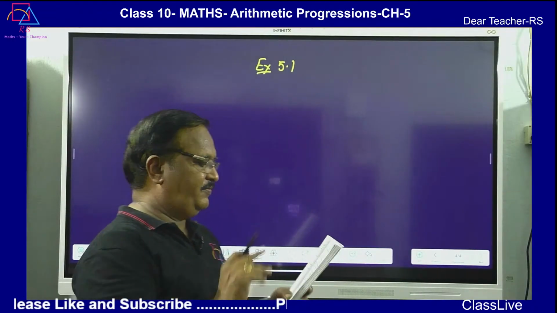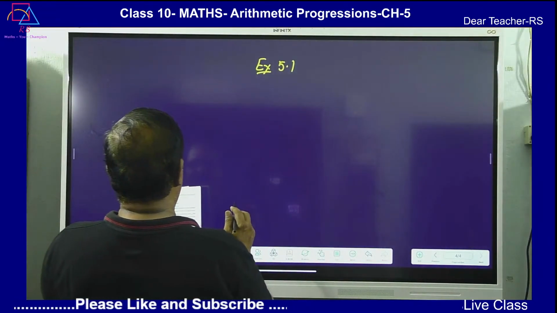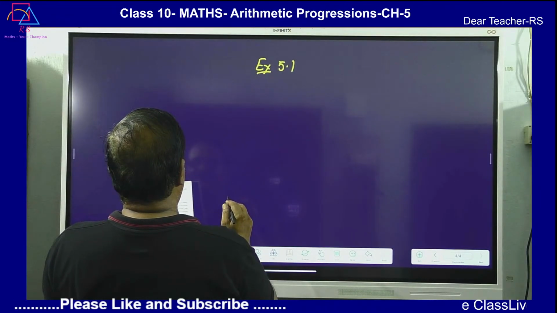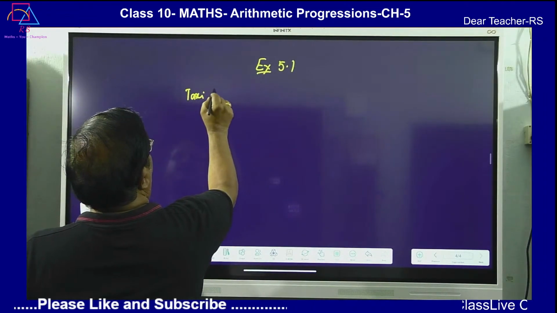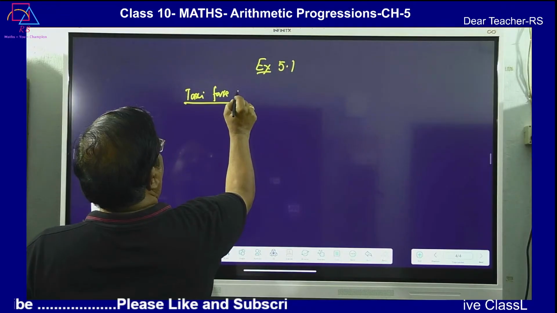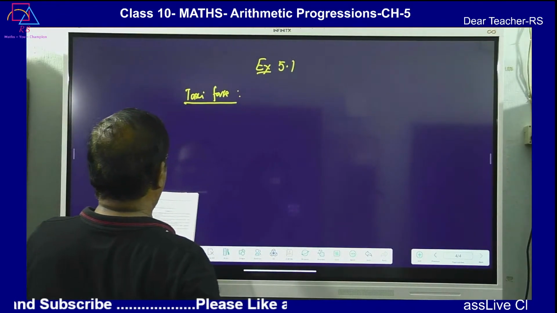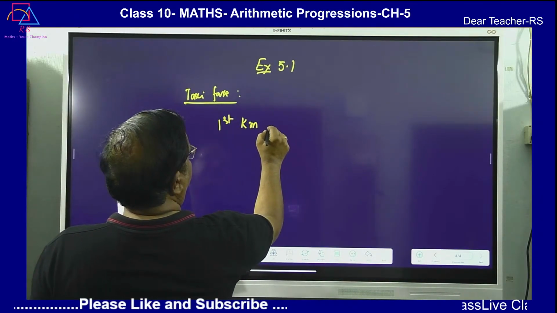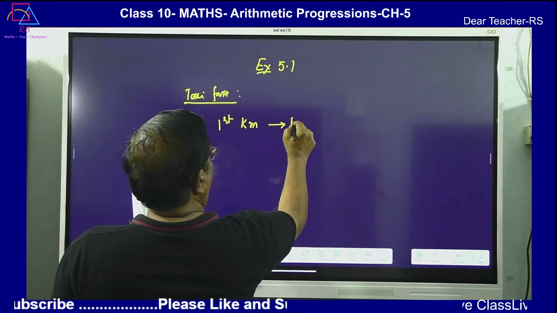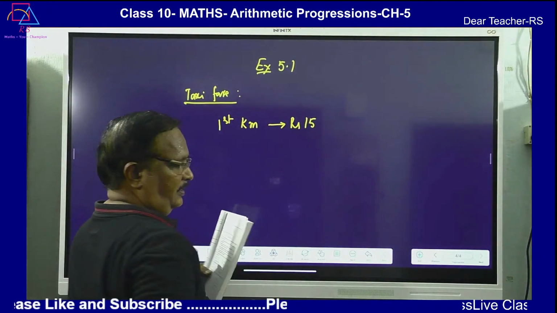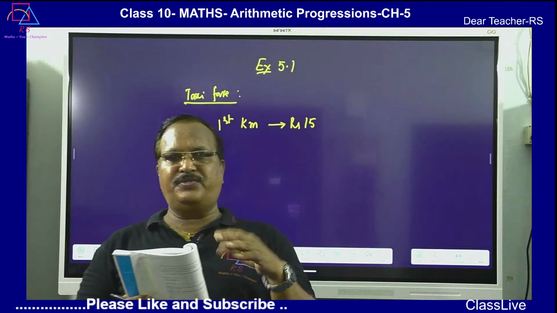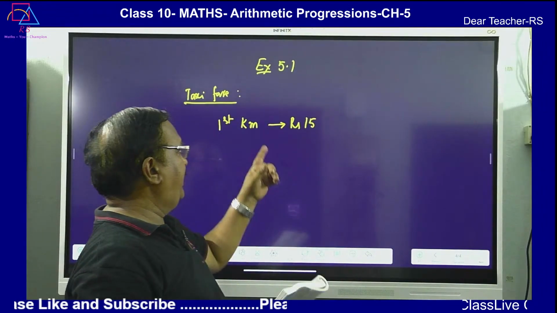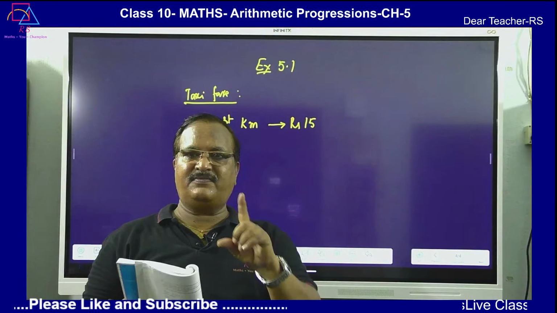First question, a taxi fare. After each kilometer, the fare is 15 for the first kilometer. This is the taxi fare problem, a very, very important problem. So for the first kilometer, the fare is equal to how much? Rupees 15. That means whatever distance you travel, even 100 meters, 200 meters, 1 kilometer, the minimum fare is 15 rupees. So minimum fare means 1 kilometer.